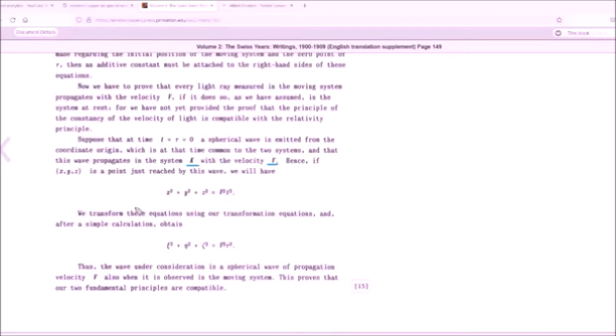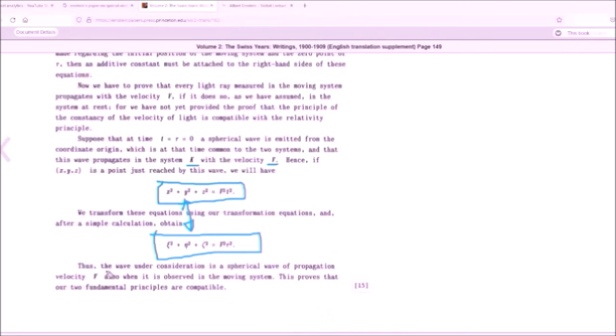Because if it's a spherical wave, we transform this equation using our coordinate transformation equation, and after a simple calculation, of course we have this is the fixed frame and this is the moving frame. We already have this relationship from the top before. If you look at the top equation, we already have this equation right here. Thus the wave under consideration is a spherical wave of propagation velocity v, also when it is observed in the moving frame. This proves that our two fundamental principles are compatible.